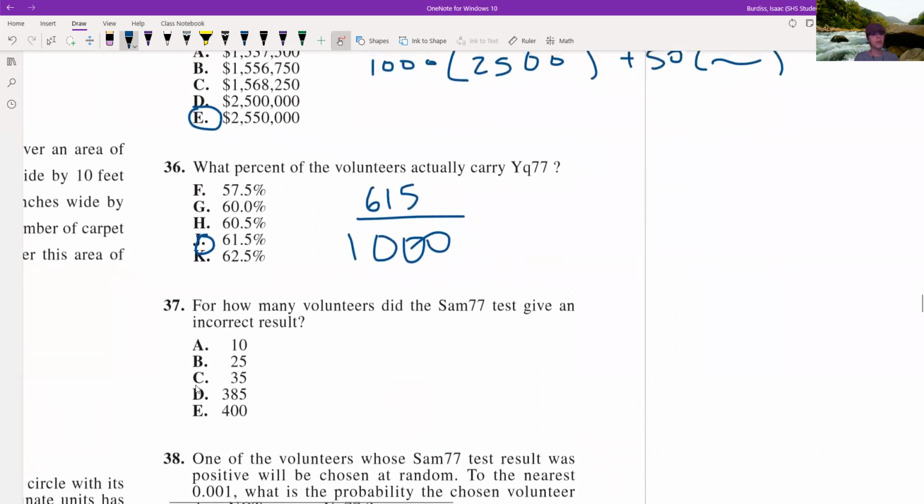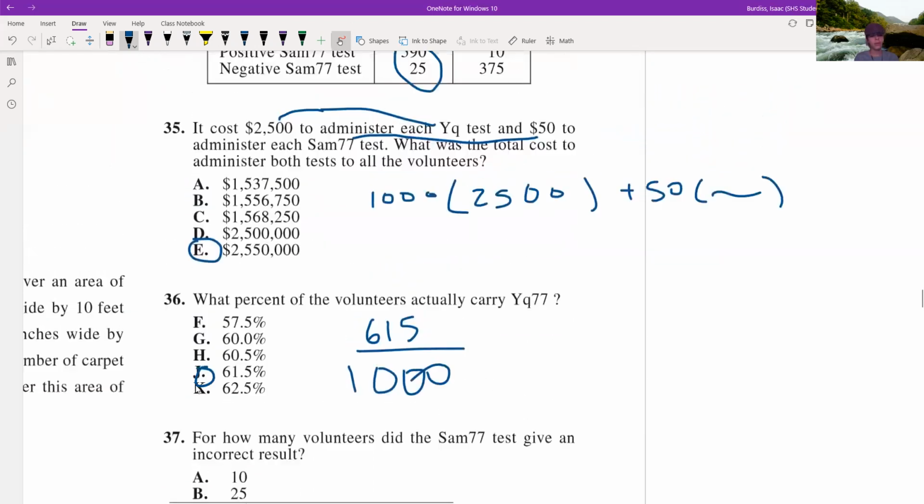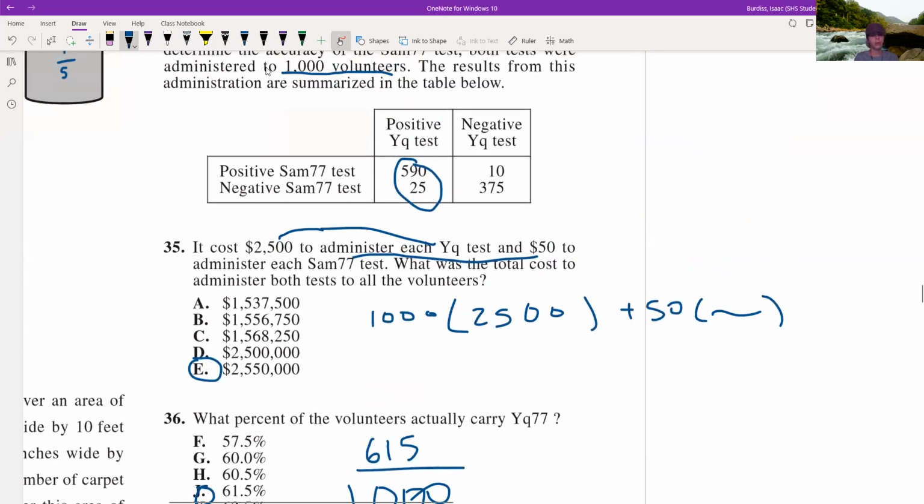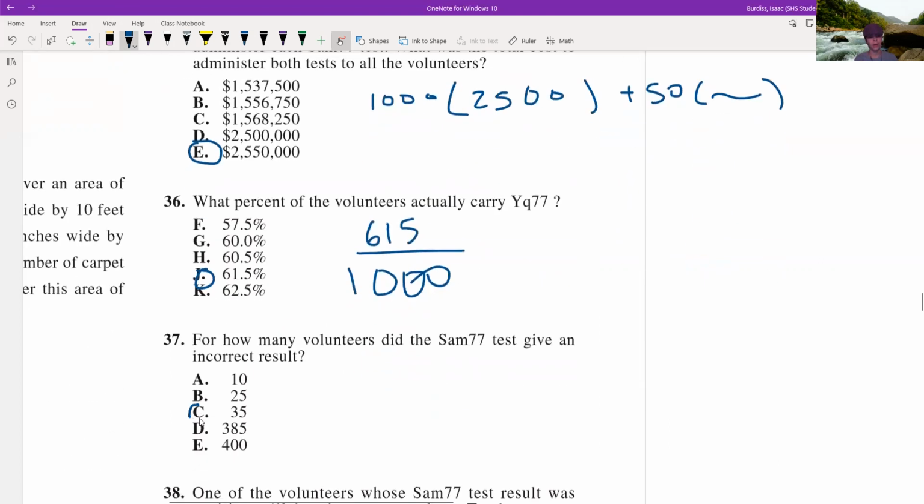And how many volunteers did the SAM77 get an incorrect result? So anything that the YQ did, if they're saying different things, then it's incorrect. So negative, positive, that means these are incorrect. Negative for YQ but positive for SAM, that's also incorrect. That is 35 tests that are incorrect.